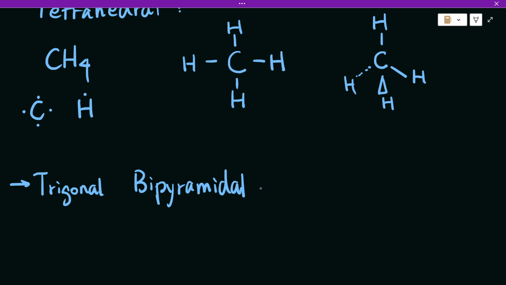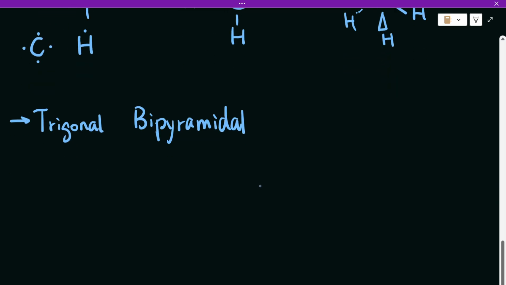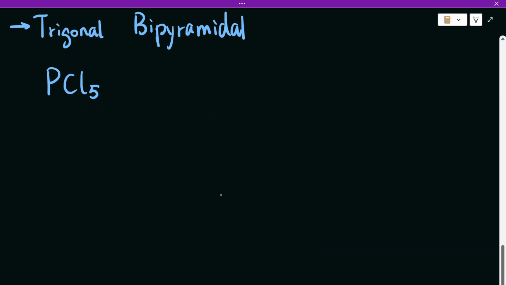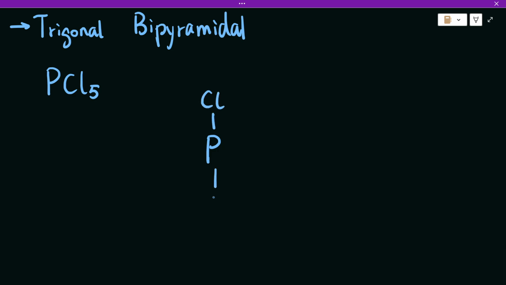And we will use phosphorus pentachloride. And this shape would look like this. So the phosphorus will be placed in the middle, one chloride pointing up, one chloride pointing down, and the other three chlorides actually form a trigonal planar in the middle. So it is actually something like this.